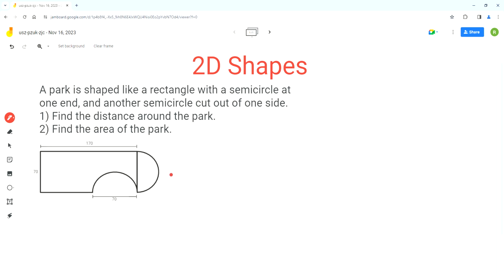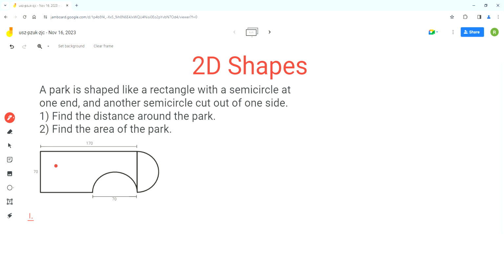So let's start with the first part: distance around the park. The distance around the park represents the total distance that has to be covered to go around the park. So it's basically the perimeter of the park. For that, we'll have to measure all the side lengths around the park and add them to find the distance around the park. Now the distance around the park is made up of five distinct parts.